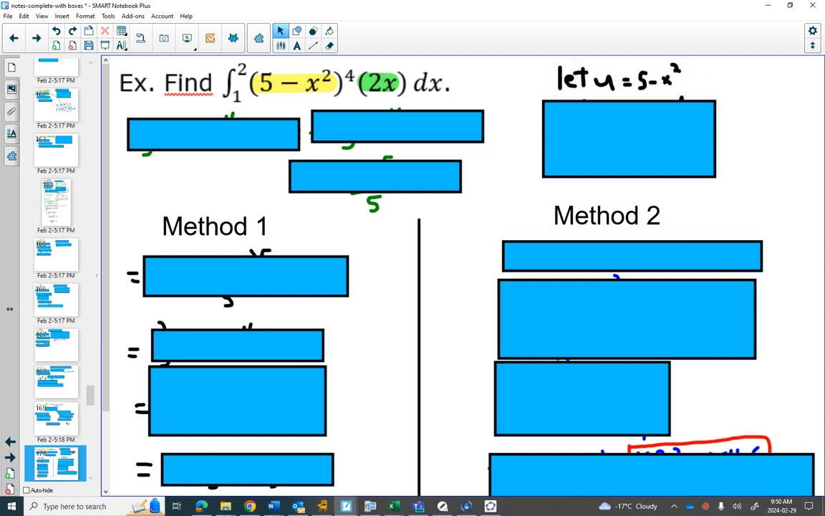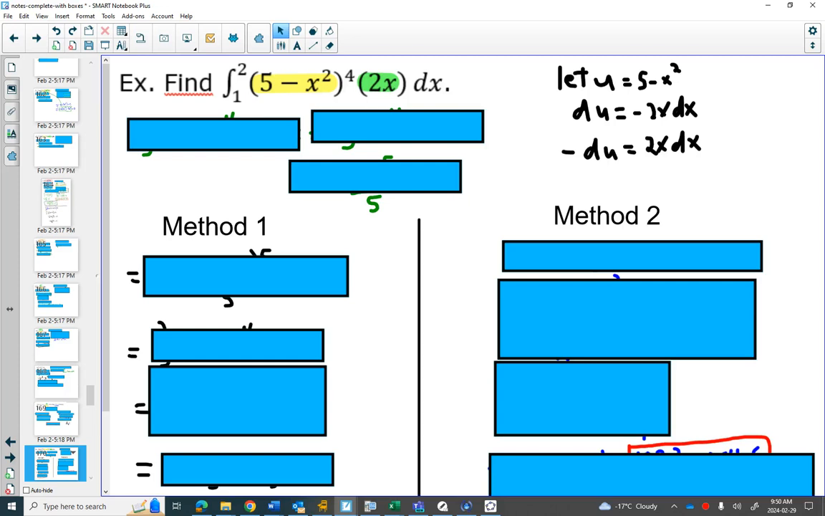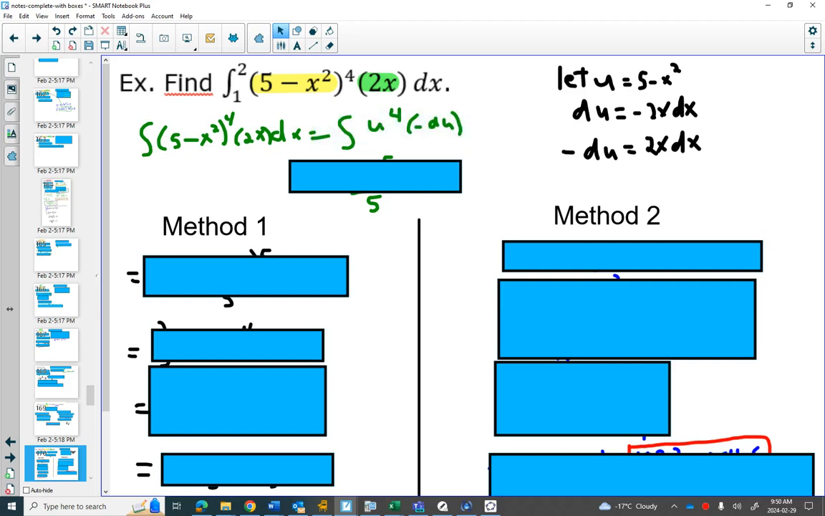So we let u equal that inside function. Then our du is negative 2x dx, but we have a positive, so we just move that negative over to the other side. And we get u to the 4 times negative du. Important to put that negative du in brackets so you don't think you're subtracting du. Some people put the negative out in front of the integral right away, or the negative out in front of the u to the 4. But either way, we're going to get, as an indefinite integral, negative u to the 5 over 5 plus c.